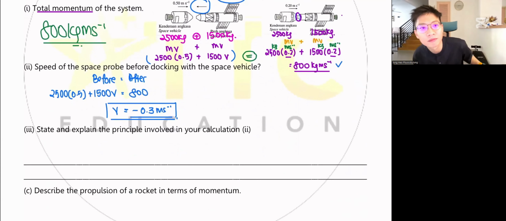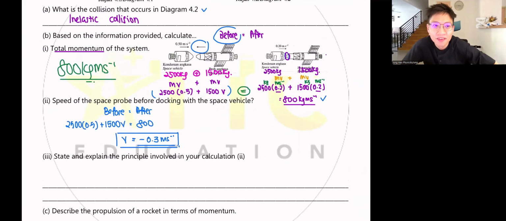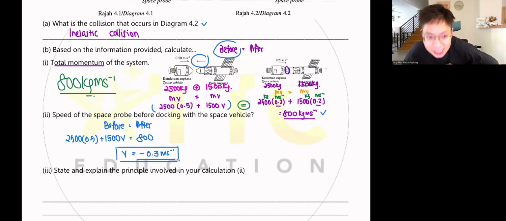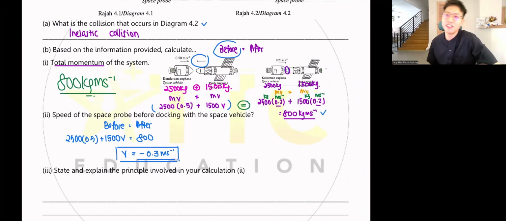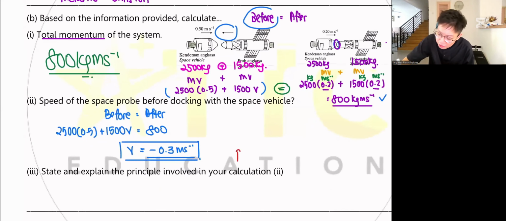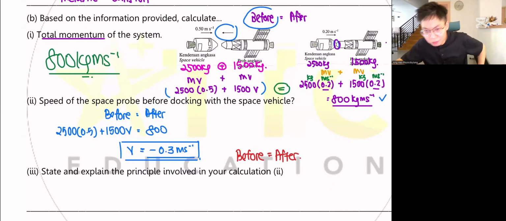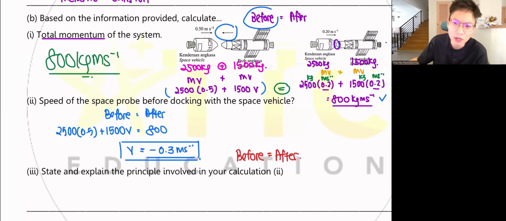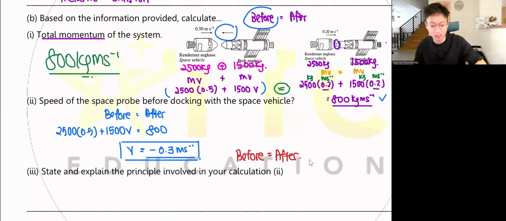Now, state and explain the principle involved in your calculation. I want everybody just to check this out. My style is I keep on emphasizing my before momentum must be equal to my after momentum. Some students will ask, teacher, why do you teach this a bit differently from my school teacher? If your teacher never taught you before equals to after, your teacher is lacking. Why? Because it's literally in the textbook.